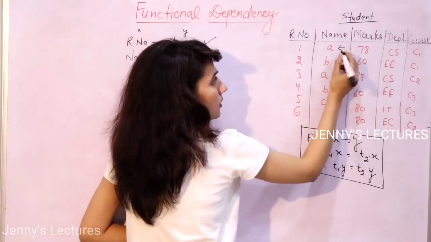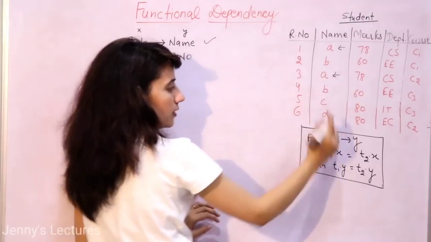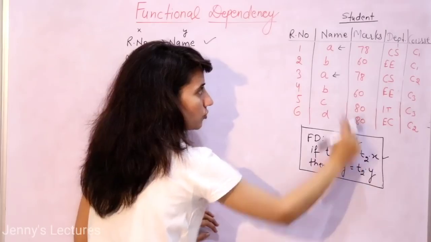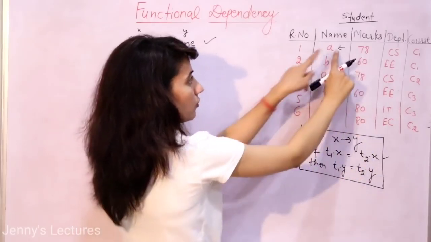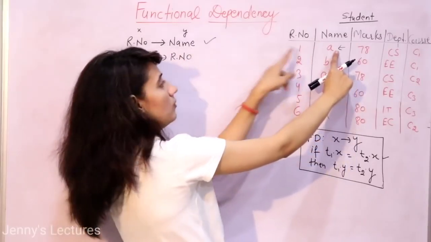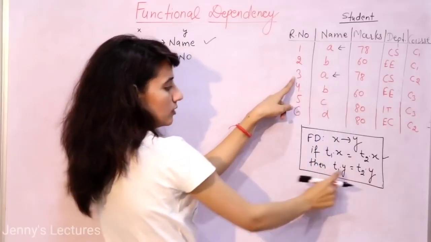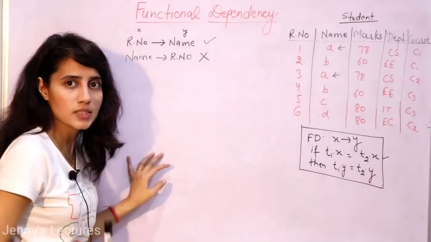Now for this tuple, the name is A, for this tuple, the name is also A. Now you can easily say that this condition is true. So this must be true. Now check the value of Y. Here Y is roll number, right? It is 1. For this tuple, the value of Y is 3. So this is not true. It means this is not a functional dependency.